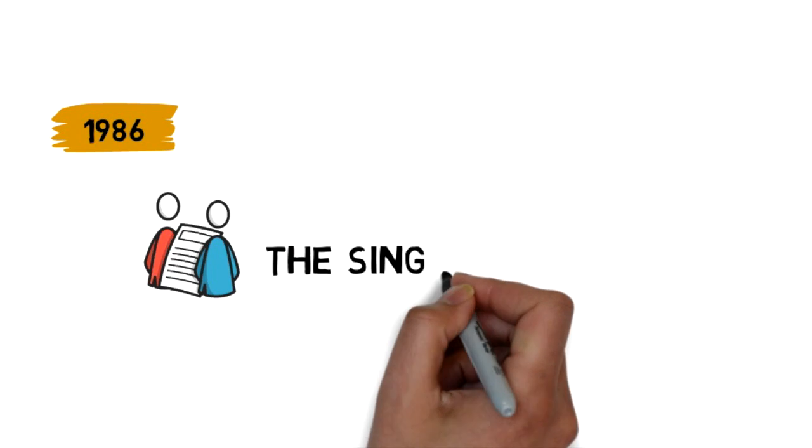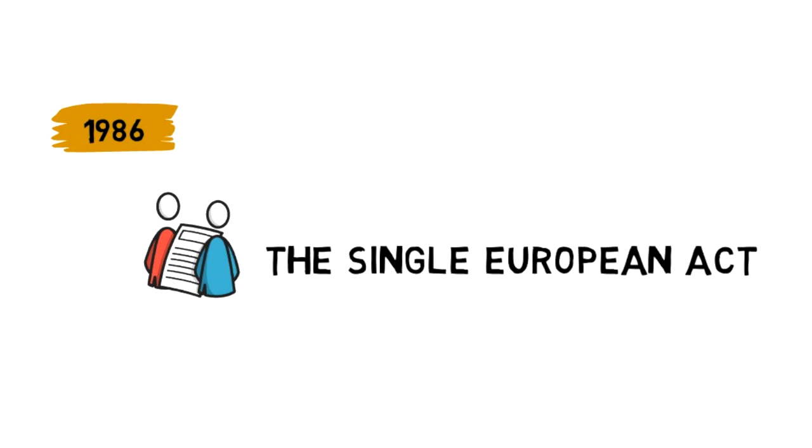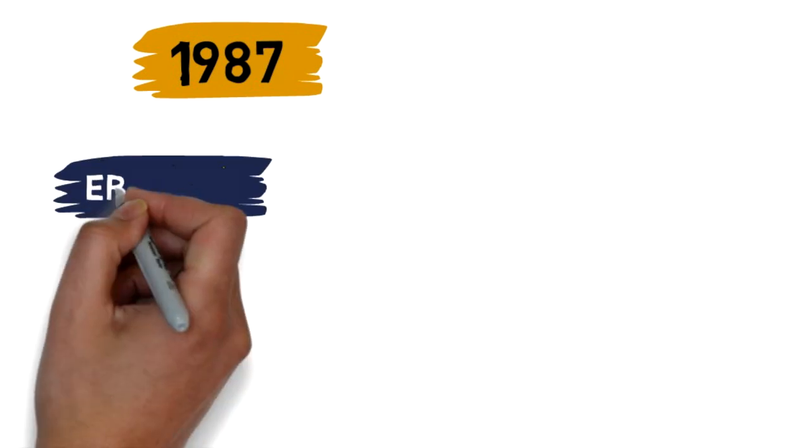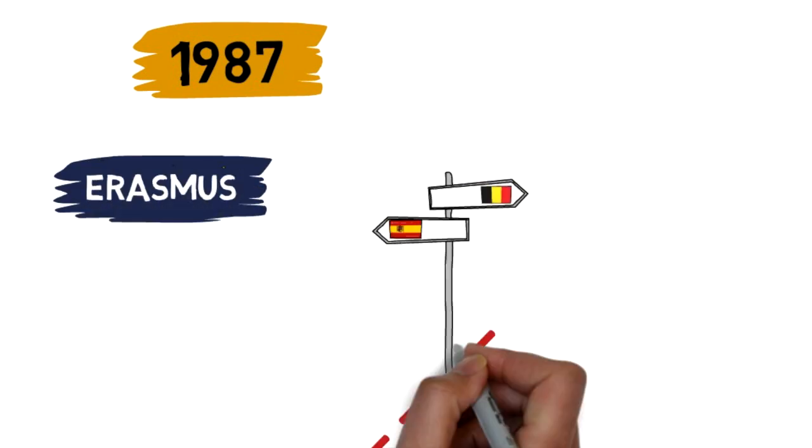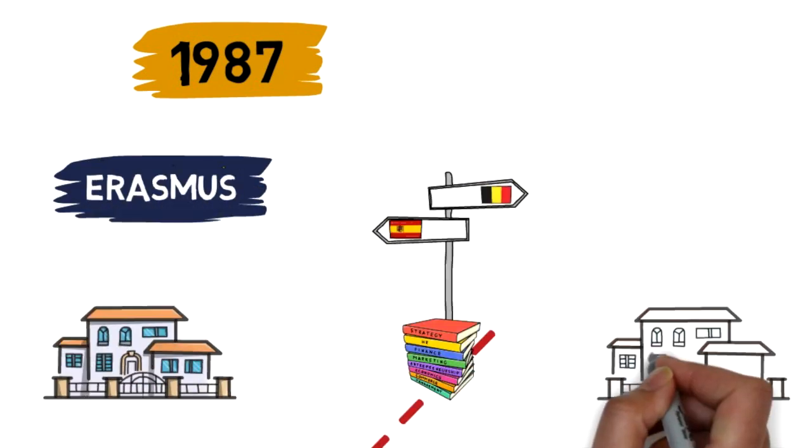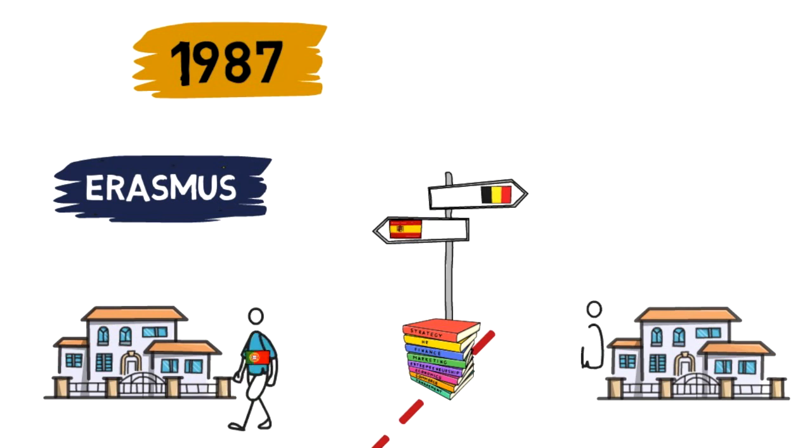In the same year, the Single European Act was signed. It created the single market. In 1987, the EEC launched the Erasmus program. This program funds university students who want to study in another European country for up to 1 year.